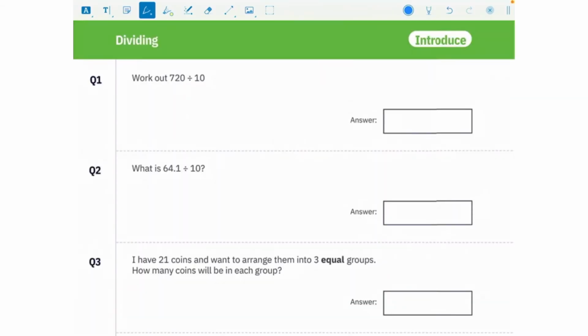Work out 720 divided by 10. So we said in the previous section that when we times by 10, we move all the numbers one column to the left. So when we divide by 10, we're going to move them one column to the right. So remember that 720 is 7 hundreds, 2 tens and 0 ones. And we've got the decimal point here. So if we're dividing by 10, we're going to move all of those numbers one column to the right. So the 7 is going to end up in the tens column. The 2 is going to end up in the ones column, and the 0 is going to end up in the tenths column. But because it's 0.0, we actually don't need to include it. So our answer there is going to be 72.